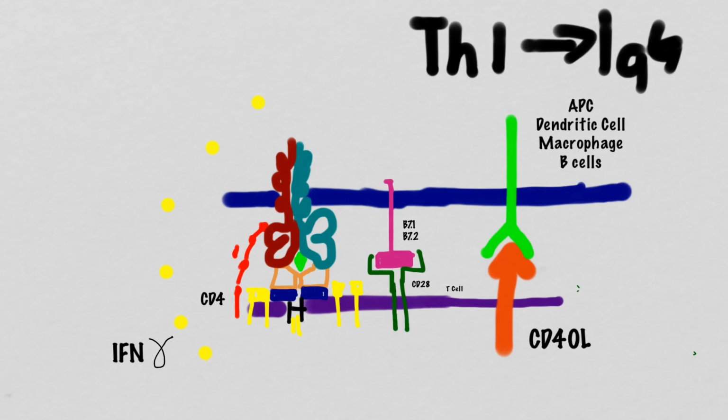Now, class switching will only happen on the B cell if CD40 on the B cell is ligated by CD40 ligand on the T cell. So when the naive T cell becomes activated by the antigen-presenting B cell, it will be induced to upregulate CD40 ligand expression, which will then ligate CD40 on the B cell and induce the class switching events that result in the B cell developing into a plasma cell capable of secreting IgG.